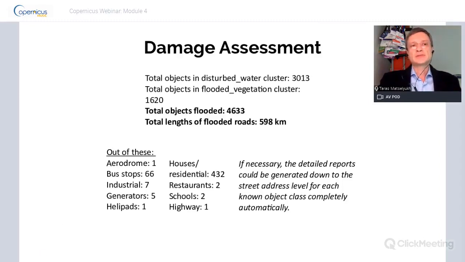The resulting maps with floods could be then used with popular databases such as OpenStreetMap. So in this case of Canada, we calculated the intersection of flooded areas with the OpenStreetMap objects and generated the report where we could calculate the number of flooded objects, number of flooded buildings, critical objects of infrastructure, length of flooded roads, etc.